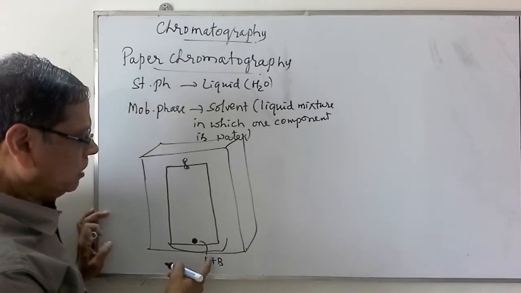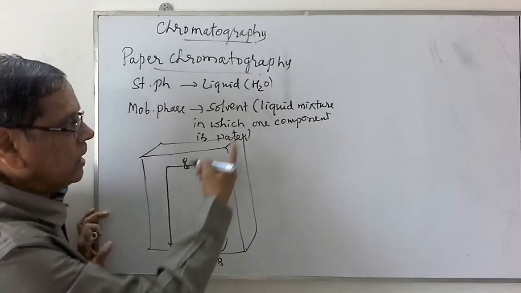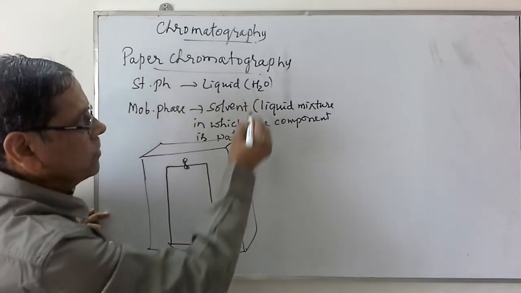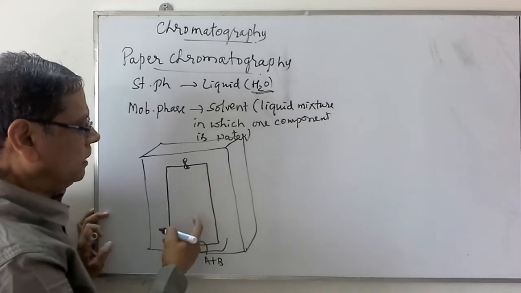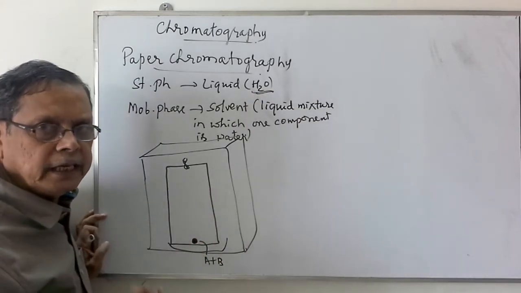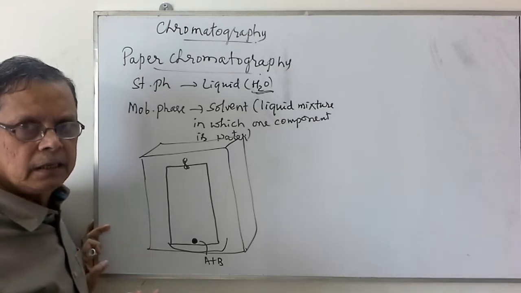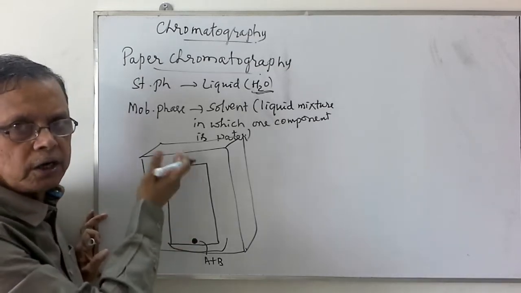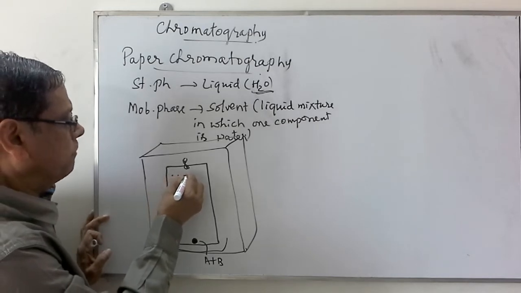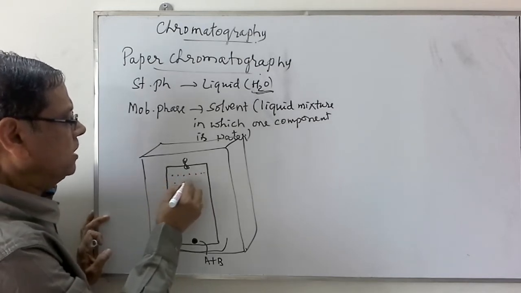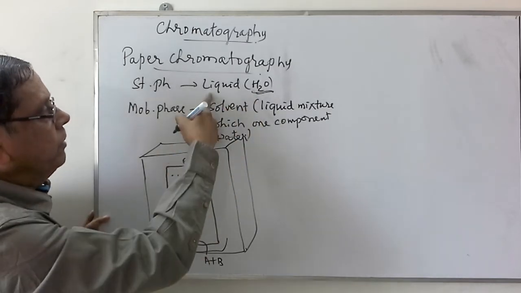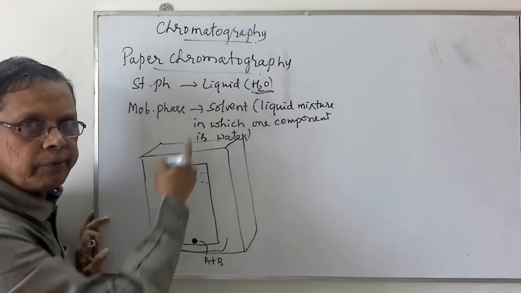When the aqueous solution of the components is kept as a spot, we observe that water is present in all the pores that are present in the paper. It is because of the capillary action. So assume that this is a pore present on the paper like this. Then in the pores we have this water, which is a liquid. That's why the stationary phase is liquid.